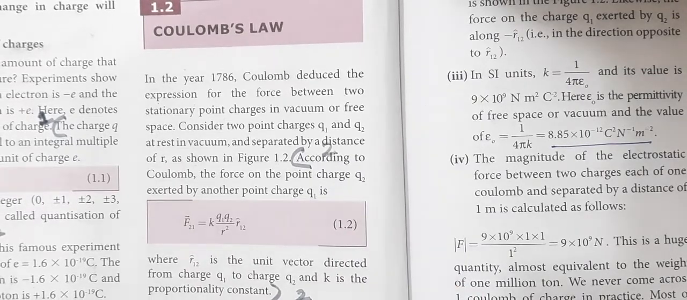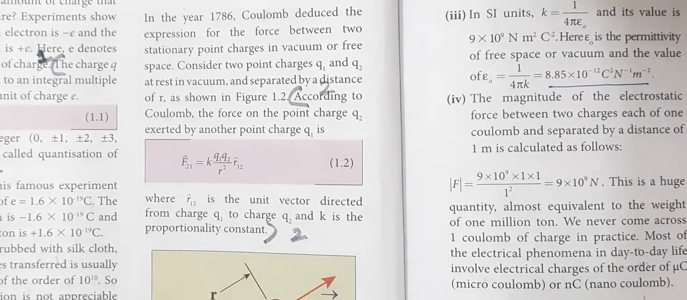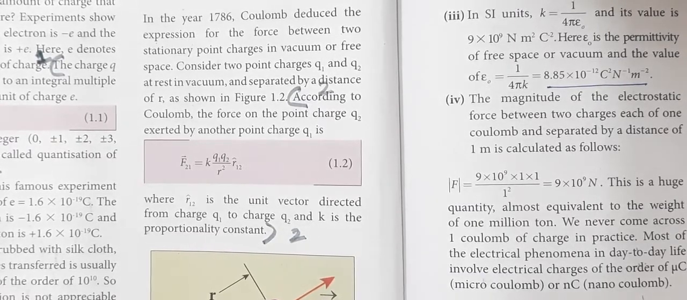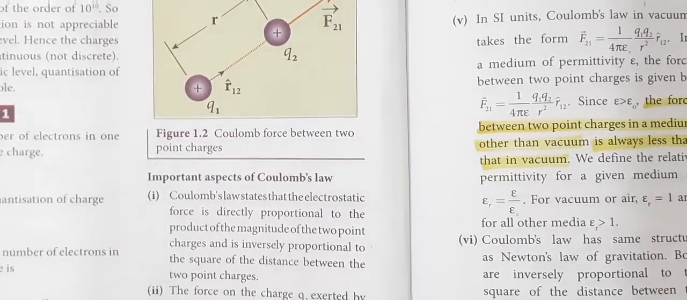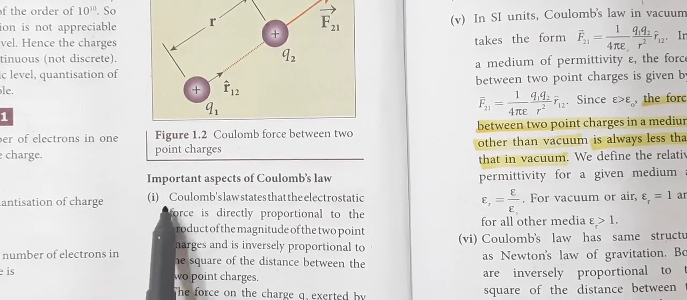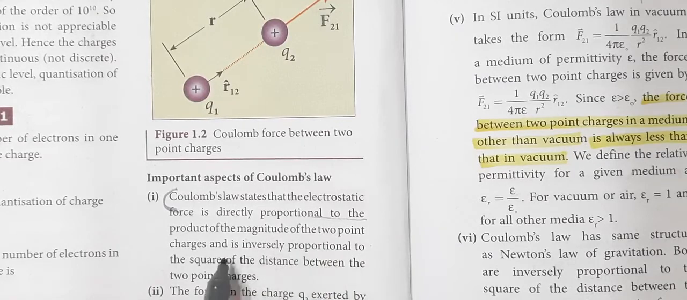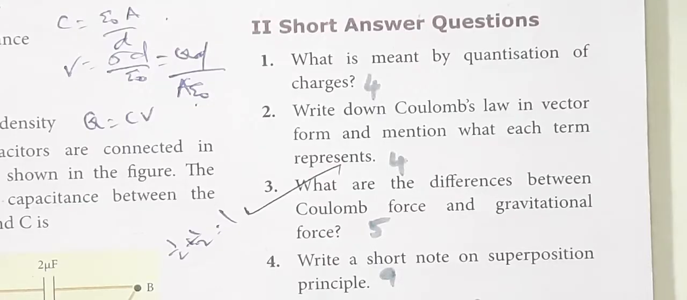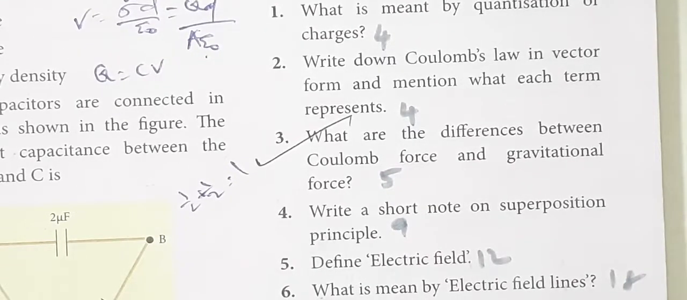This question actually asks to represent the vector form and mention what each term represents. But sometimes if they ask to state Coulomb's law, for that you can write the first point under the important aspects of Coulomb's law. Coulomb's law states that the electrostatic force is directly proportional to the product of the magnitudes of two point charges and inversely proportional to the square of the distance between the two point charges. This is the statement of Coulomb's law. Clear?